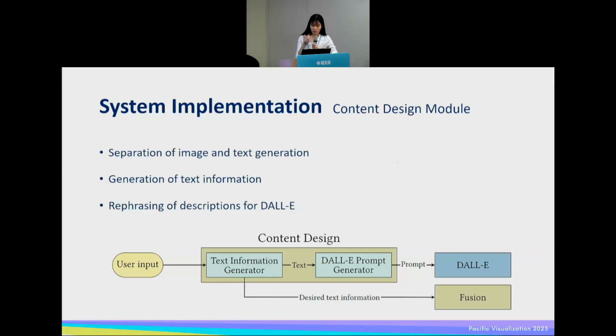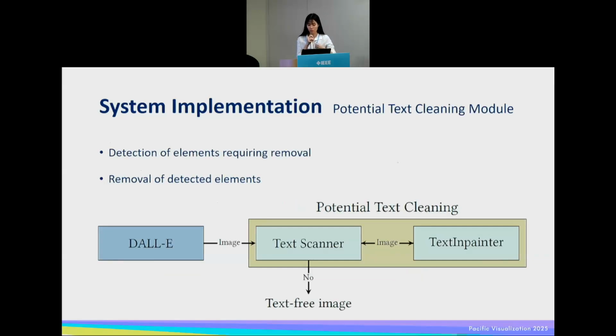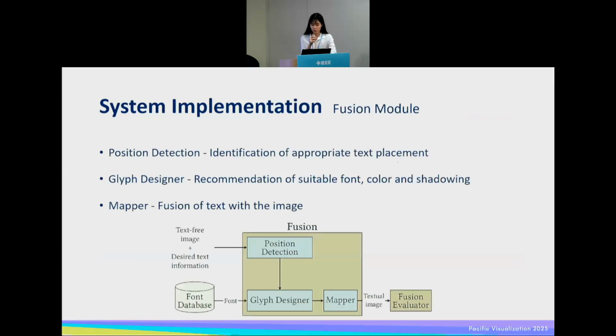After DALL-E receives the prompt, we will generate an image. And we need to make sure that the image itself doesn't have any text in it. So we will go through a potential text cleaning module. It also uses a multimodal large language model. At first, we will go to the text scanner. If there is any text in it, then we will go to the text implanter, which automatically identifies the text itself and then removes it. If not, we will just directly send it to the next module. So our next module, Fusion, will receive the text-free image and the desired text information.